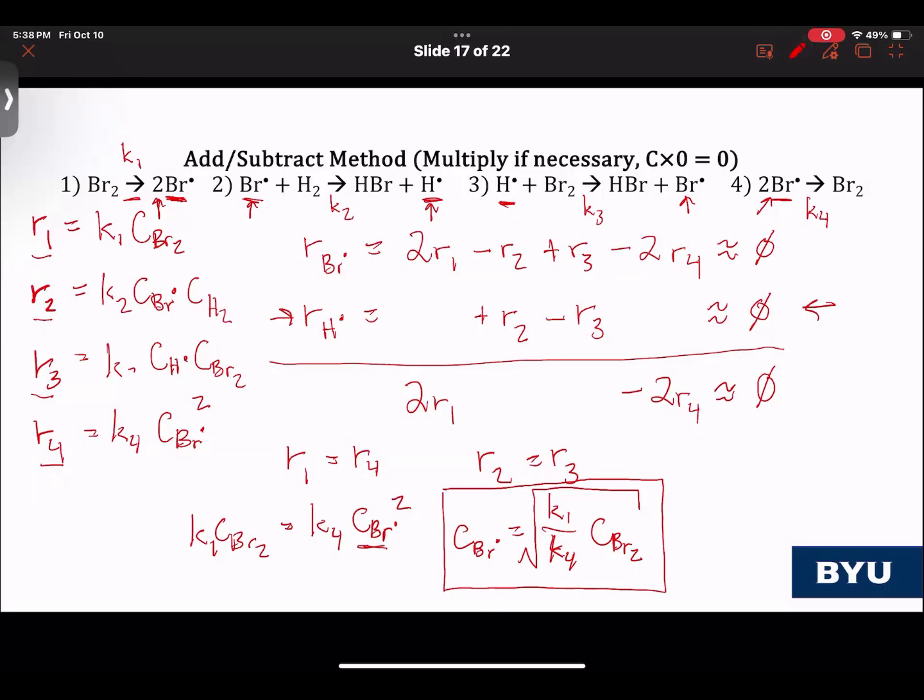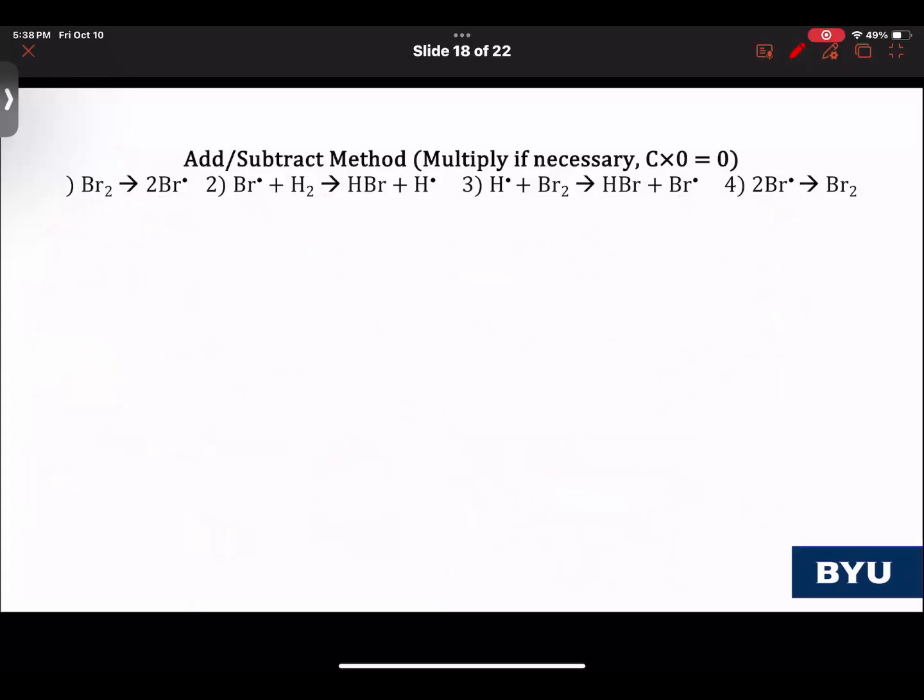So now we need to get what is my hydrogen radical going to be equal to? Well, we also have this relationship of R2 being equal to R3. So if we take a look at that, R2 equals R3, that's going to be K2 concentration of bromine radical, which we already know in terms of bromine gas, is equal to K3 concentration of hydrogen radical, C bromine. There it is. That's what we want to find out. So now we can rearrange this.